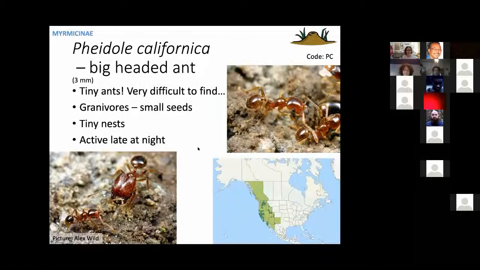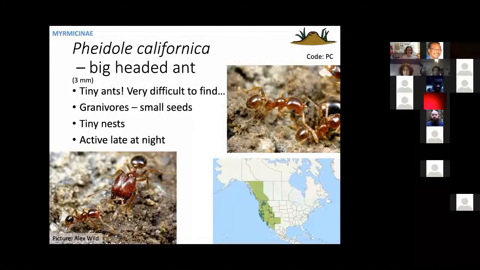Welcome. Okay, so our next species is really cute. This is the big-headed ant, Pheidole californica. Pheidole is a huge genus. And this is one species that is kind of local. You can see it's found here in California and in other Western states. The significant thing here is that you have tiny workers and then you have the majors that have the big head.